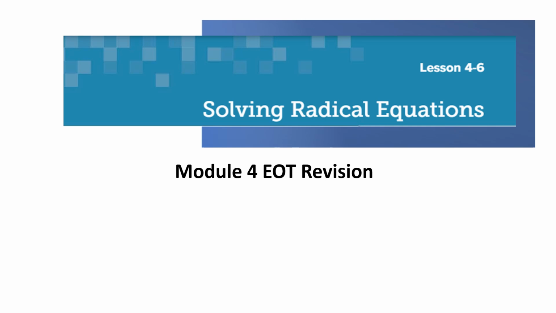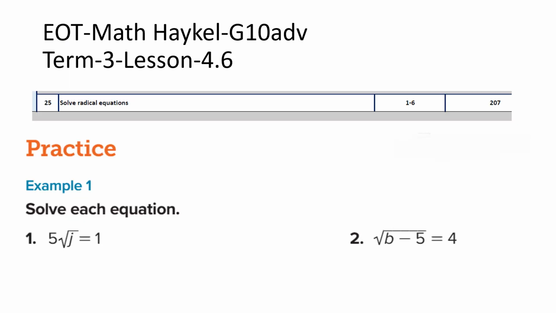In today's session, we'll be revising from Module 4 EOT, Lesson 4.6, where you solve radical equations. So let's get started with the session, and with that, we will look at the learning objective. So from your EOT Hakel for term 3, we are covering here learning objective 25, which is the last one. Solve radical equations, questions 1 to 6 from your math book, page 207.